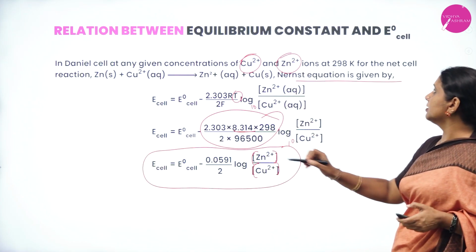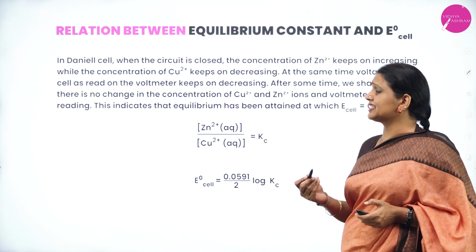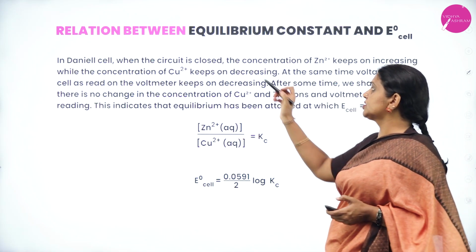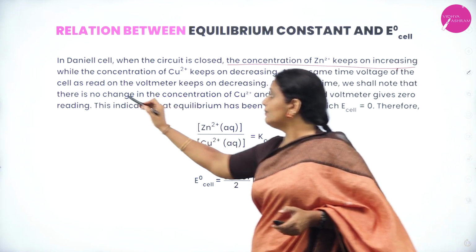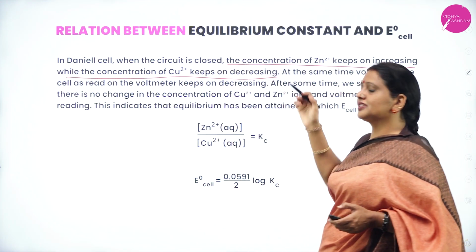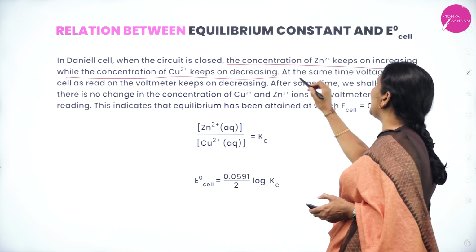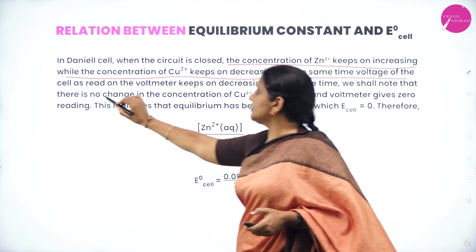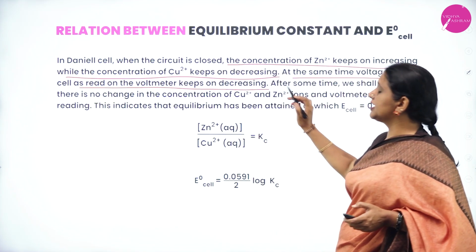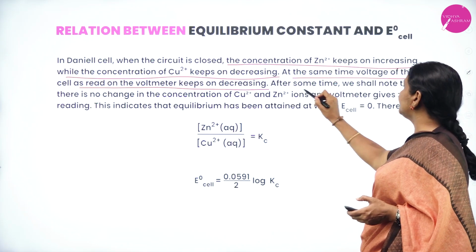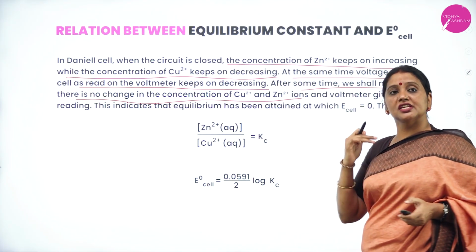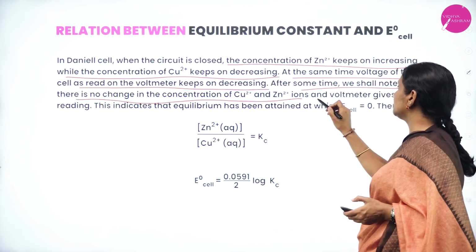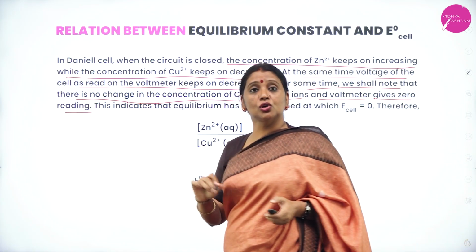In the Daniell cell, when the circuit is closed, the concentration of zinc ions keeps on increasing while the concentration of Cu2+ ions keeps on decreasing. At the same time, the voltage of the cell as read on the voltmeter keeps on decreasing. After some time, we shall note that there is no change in the concentration of Cu2+ ions as well as Zn2+ ions. The voltmeter gives 0 reading.